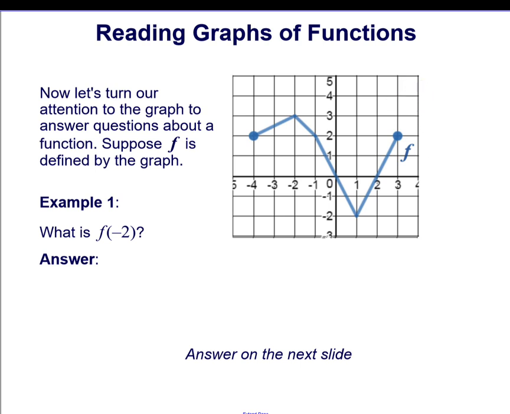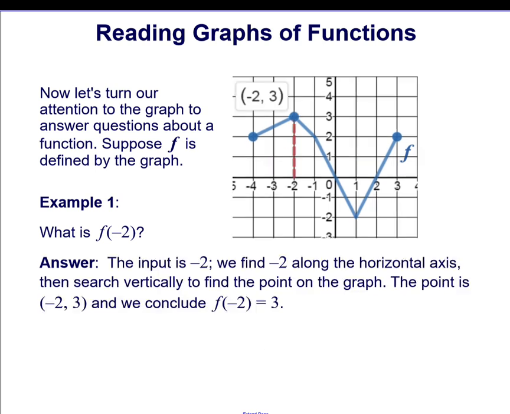Example number 1. What is f of negative 2? Here's the answer. The input is negative 2. We find negative 2 along the horizontal axis and then search vertically to find the point on the graph. The point is negative 2, positive 3, and we conclude that f of negative 2 is equal to 3.